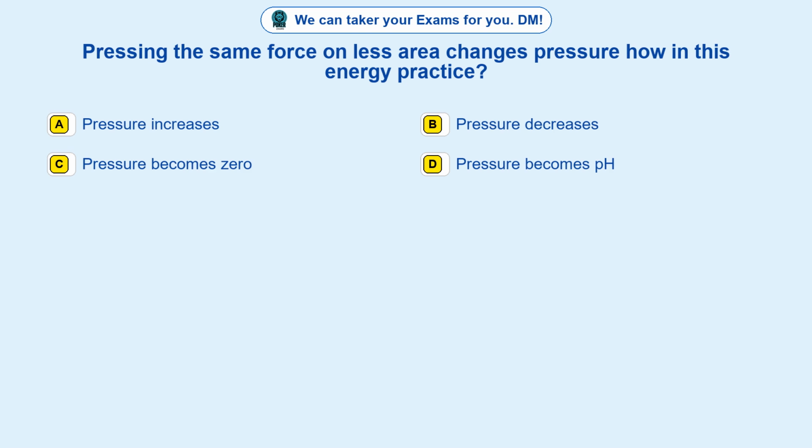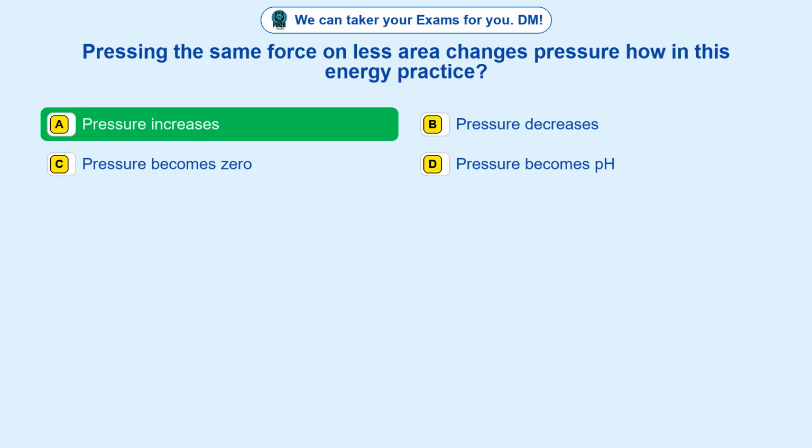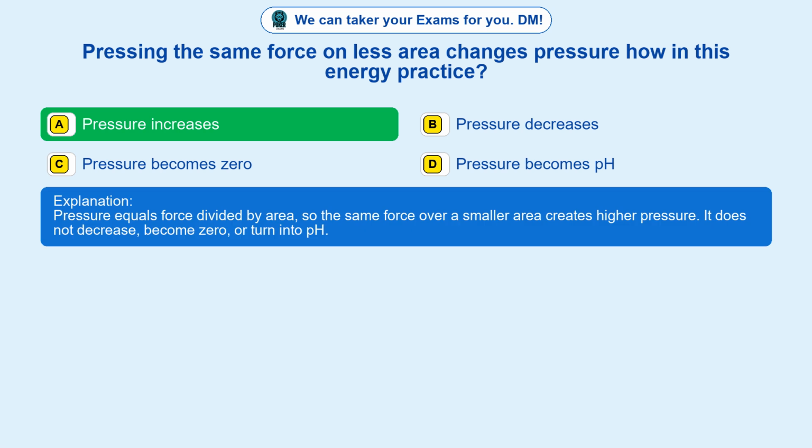Question 79. Pressing the same force on less area changes pressure how in this energy practice? Option A, pressure increases. Option B, pressure decreases. Option C, pressure becomes zero. Option D, pressure becomes pH. The correct answer is option A. Pressure increases. Pressure equals force divided by area, so the same force over a smaller area creates higher pressure. It does not decrease, become zero, or turn into pH.